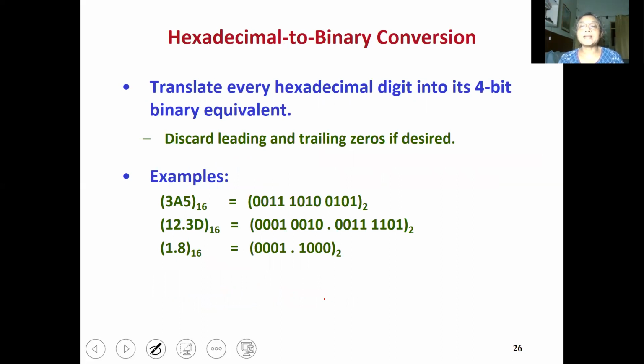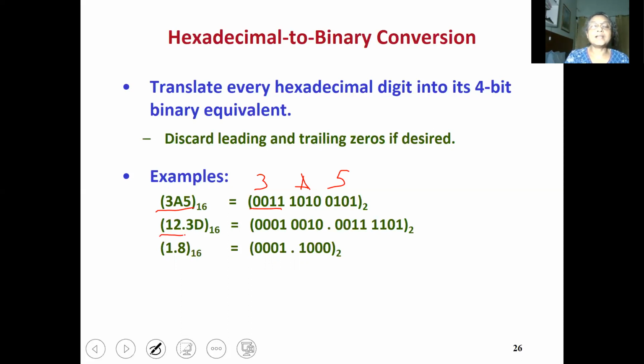How do we convert from hexadecimal to binary? We can translate every hexadecimal digit into its 4-bit binary equivalent, and we can discard the leading and trailing zeros if desired. For example, suppose we take 3A5 as a hexadecimal number. For 3, we write 0011. For A, we write 1010. For 5, we write 0101. This gives us the binary representation. If we wish, we can remove the 2 leading zeros.